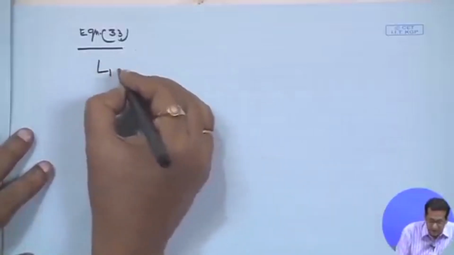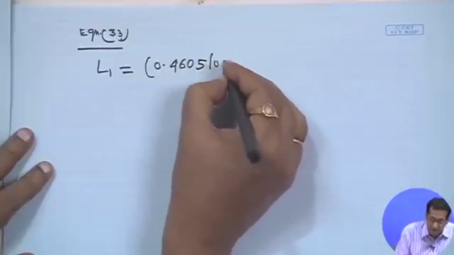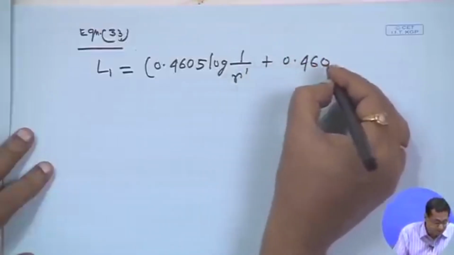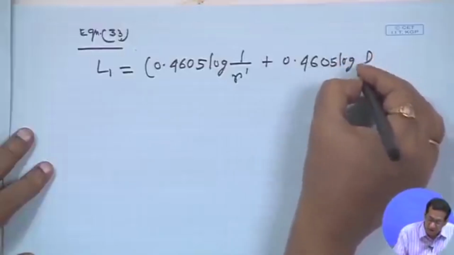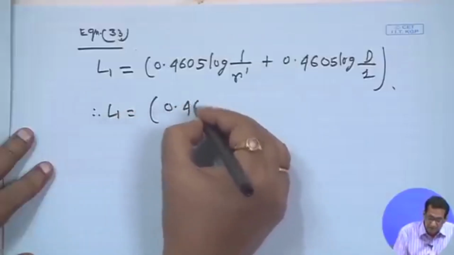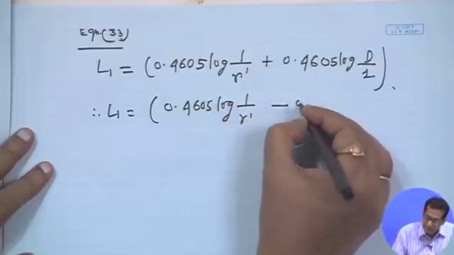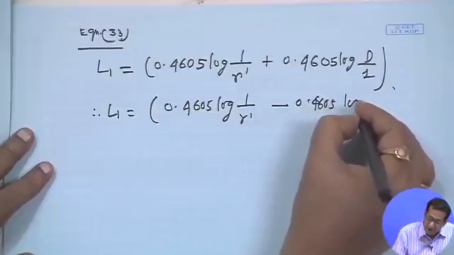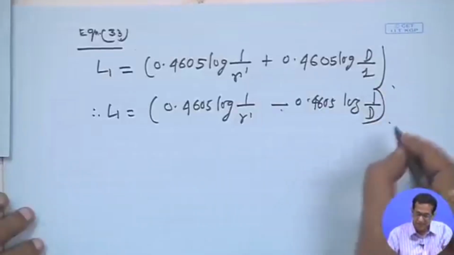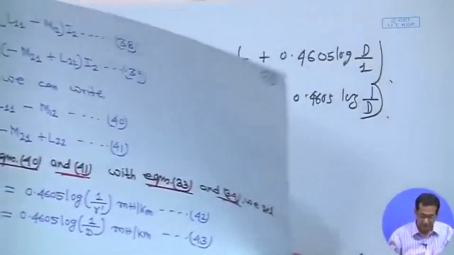In this case, your L1 is equal to 0.4605 log 1 upon r dash plus 0.4605 log d upon 1, right. This one you can write as L1 is equal to 0.4605 log 1 upon r dash minus 0.4605 log, instead of d by 1, the minus is taken here, so 1 upon d. This is actually your equation 33. Now, we are comparing this equation 33 with your equation 40.